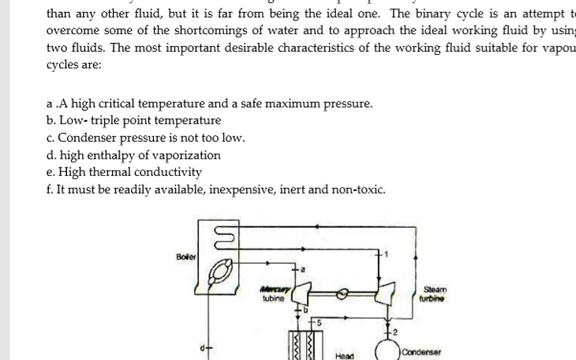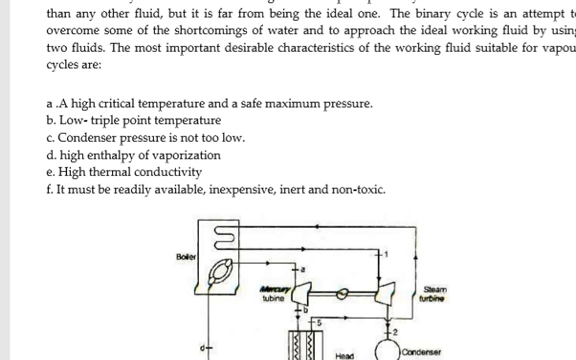We will discuss another method. You have to find out the derivation of the binary vapor cycle. The binary vapor cycle is an attempt to overcome some of the shortcomings of water and to approach the ideal working fluid by using two fluids. This is mostly suitable for the vapor power cycle. In this cycle, two fluids are used: one is water and the second is mercury.